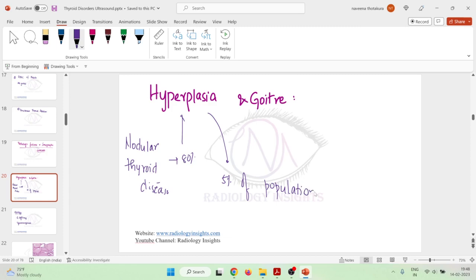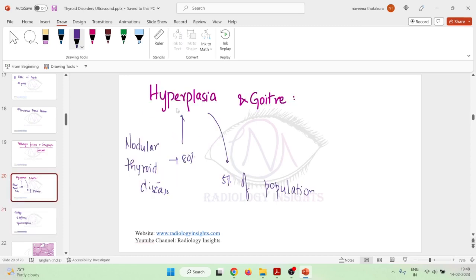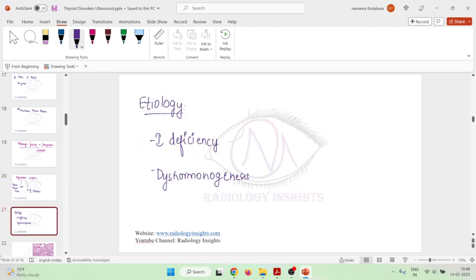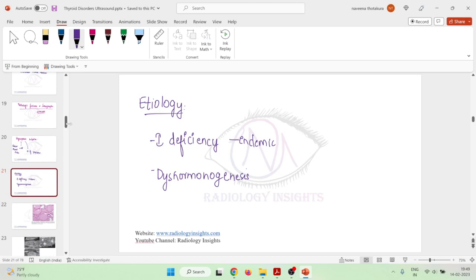If you see the etiology of thyroid nodular disease, that is hyperplasia or goiter, hyperplasia and goiter can occur in conditions of iodine deficiency, that is, where there can be endemic goiter, or it can also occur whenever there are disorders in hormonogenesis, that is, dyshormonogenesis, where hormones are not properly formed.